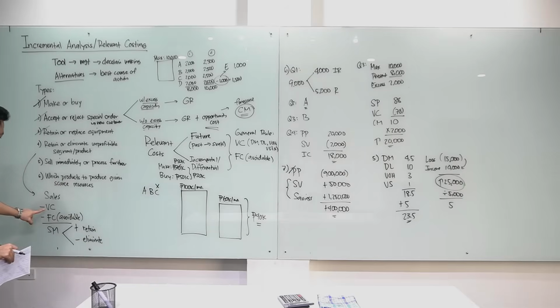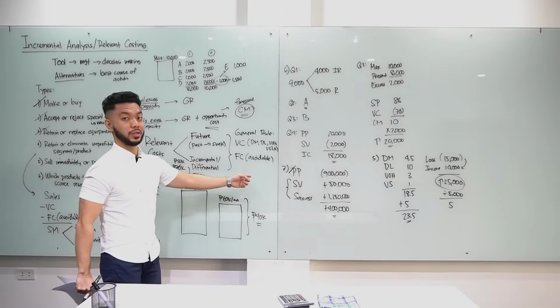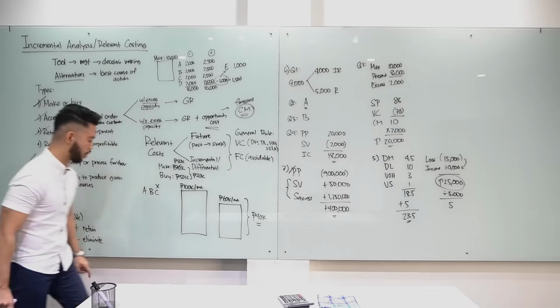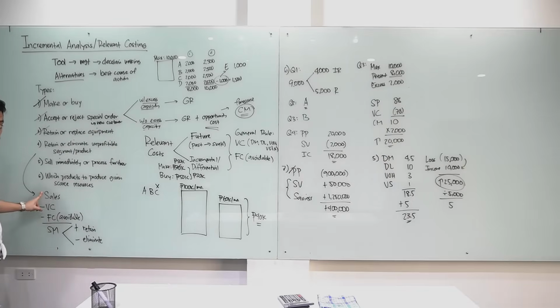Sir, parang familiar yung variable cost and avoidable fixed cost. Consistent yan sa general rule natin. It's just that this time, kino-consider din natin yung sales. Ulitin ko, how do you know if you are going to retain or eliminate a product or segment? Compute mo yung segment margin. Sales minus variable cost minus avoidable fixed cost.